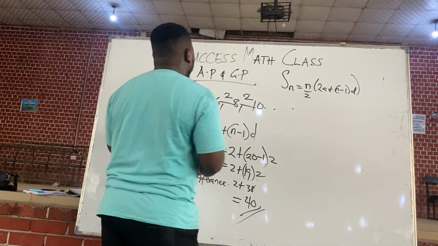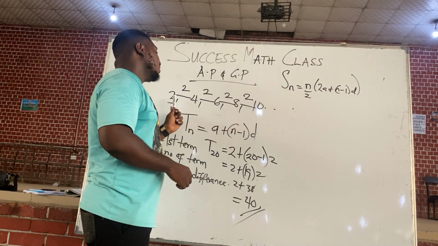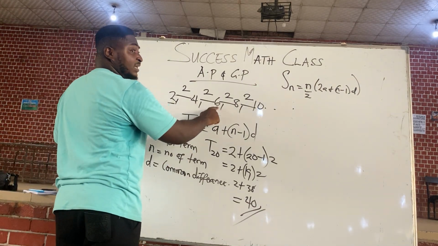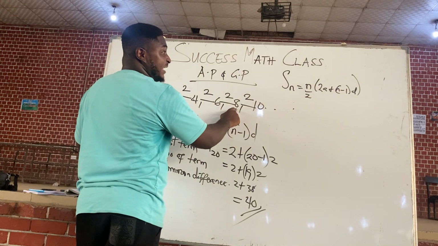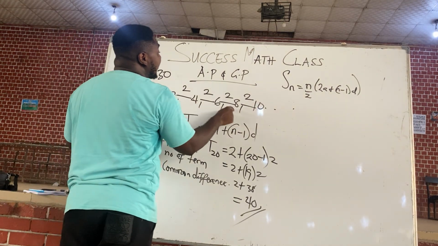Class, look at these terms: 2, 4, 6, 8, 10. These are the first 5 terms of this sequence, right? Let us add up these first 5 terms. 2 plus 4, 6. 6 plus 6, 12. 12 plus 8, 20. 20 plus 10, 30. So the sum of the first 5 terms of this AP is 30.